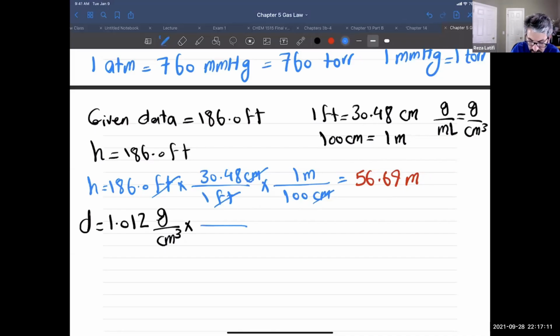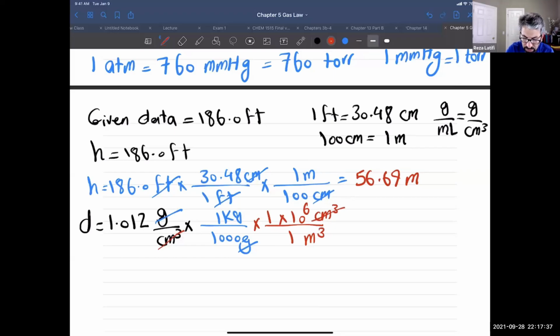Now we go 1,000 grams equal to 1 kilogram. So now gram is gone. We need to transfer the cubic centimeter to cubic meter. Last thing that I need to do, I'm going to say 1 million cubic centimeters equal to 1 cubic meter. So cubic centimeter will be canceled by cubic centimeter, and this will give us the final answer equal to 1.012 multiplied by 10 to the third, and the unit is kilogram over cubic meter. So I got the H and D with the right units.